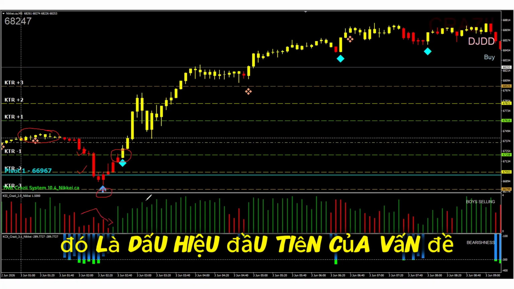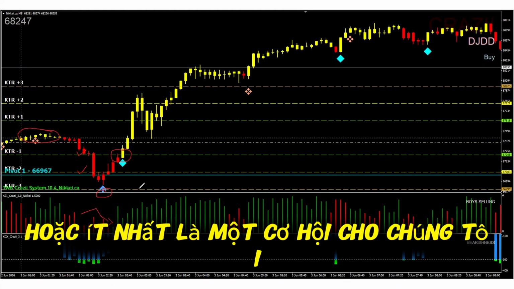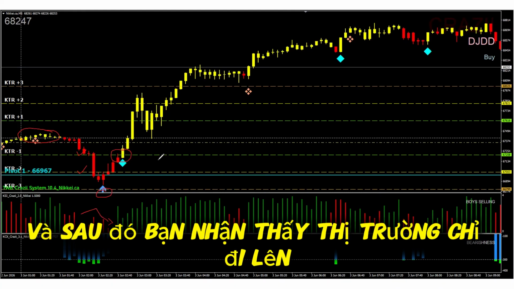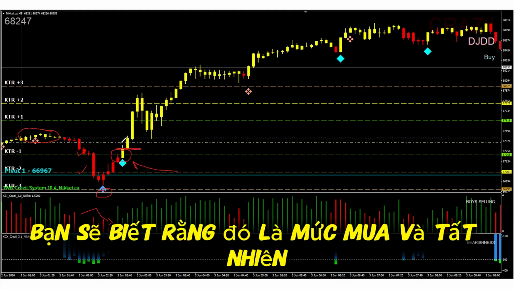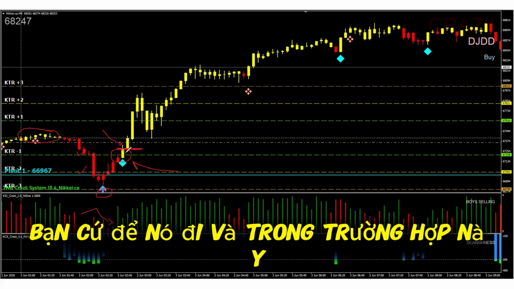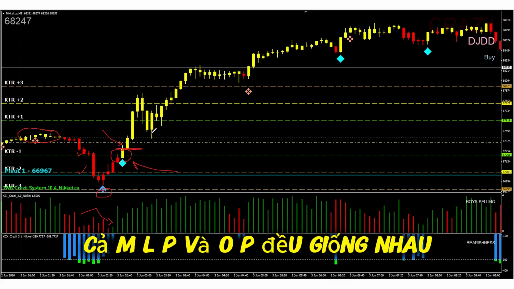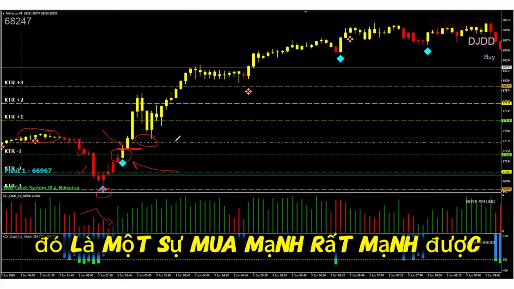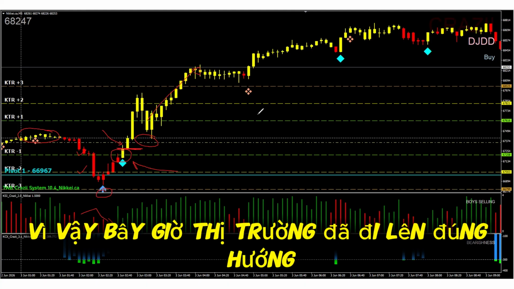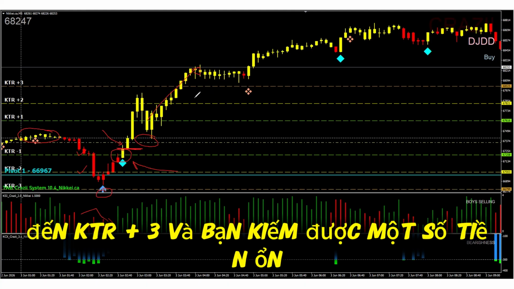Then the KSI starts to flip color. That is your first sign of a problem, or at least an opportunity for us. And then after that, you notice the market just goes up, and you have the diamond line. If you draw a diamond line, you will know that it's a buy level. And of course, you just let it go. In this case, both the MLP and the OP are about the same. So when the market breaks the OP and breaks the MLP, that was a very strong buy. Now the market goes all the way up to KTR +3, and you make some money.